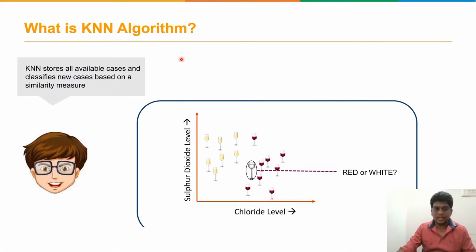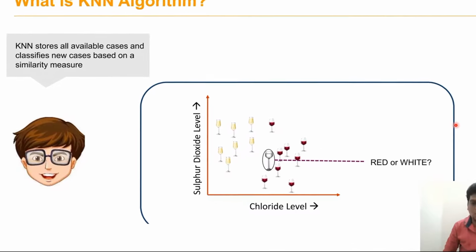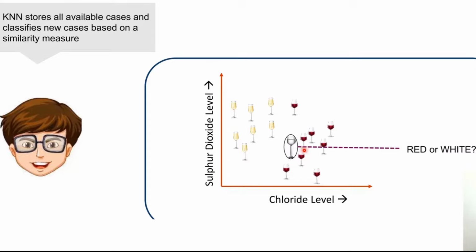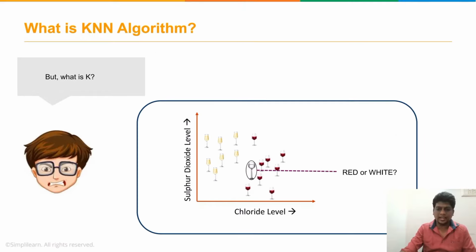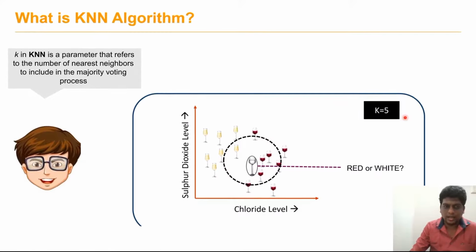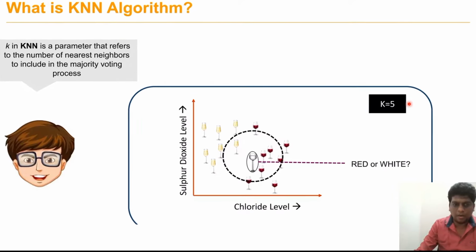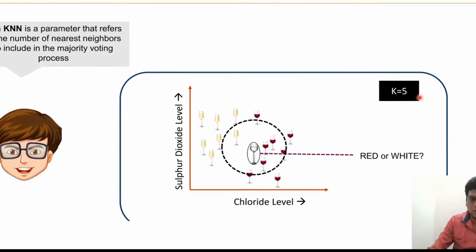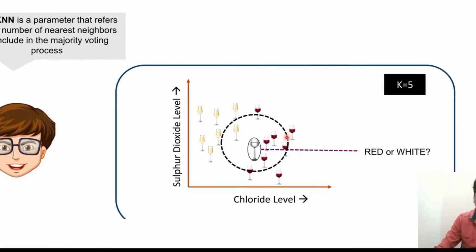Here you can see that the kernel always stores all the available classes in it, and it classifies the new cases based on the similarity measures among them. What is meant by k here? We know what nearest neighbor is, and what do you mean by this k? Let us see that. Normally, the k value refers to the total number of nearest neighbors that should be included in the majority voting process.